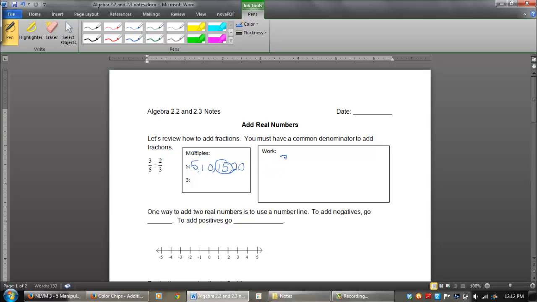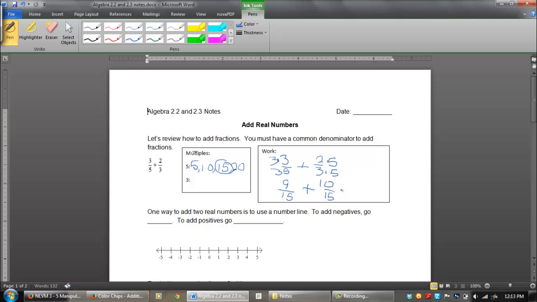So let's write out the fraction problem here. We have 3 over 5 plus 2 over 3. Now, we have to make both denominators 15. So we have to look at each denominator. Over here we have 5. We need to figure out what we need to multiply the 5 by to get 15, and that is 3. So we multiply top and bottom of this by 3. So that gives us 9 over 15 plus, on this side we multiply top and bottom by 5. So we have 10 over 15.